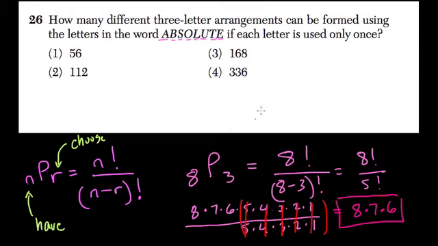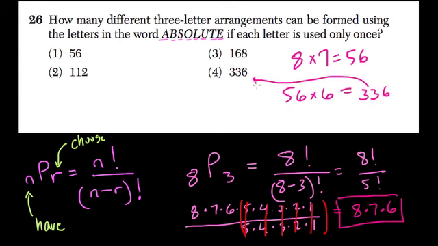And of course they don't give you that answer in that form, so you have to multiply this out. So what's 8 times 7? I know you have a calculator so you can do this faster. That's 56. What's 56 times 6? Well, 6 times 5 is 300. 6 times 6 is 36. That's 336. And that's choice 4.